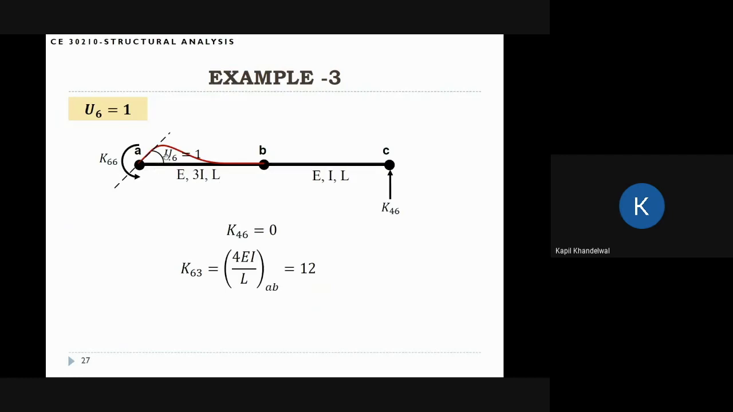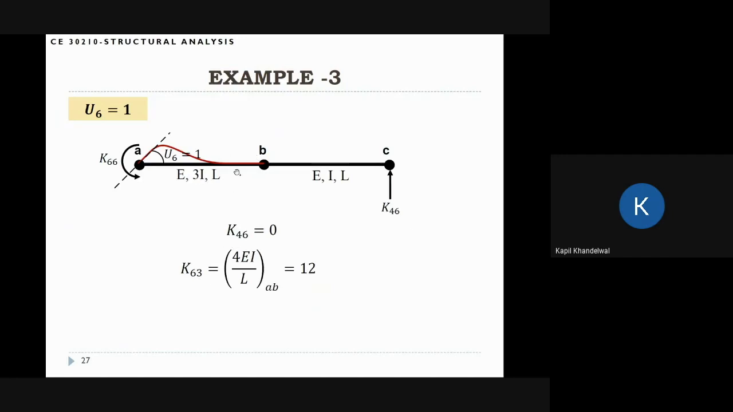we want to take the 6th degree of freedom and move it by 1 unit. And we are actually interested in K46 and K66 degree of freedom. There's a typo here. There should be K66. I'll fix it in the slide before posting them.